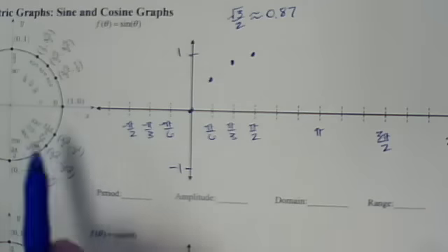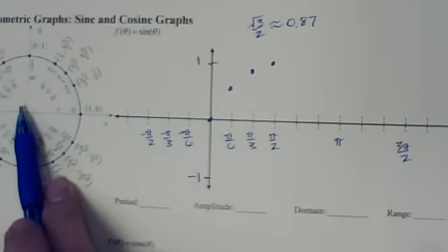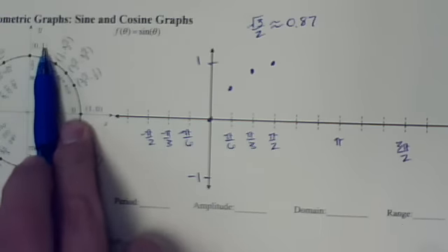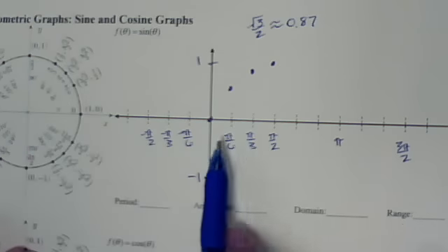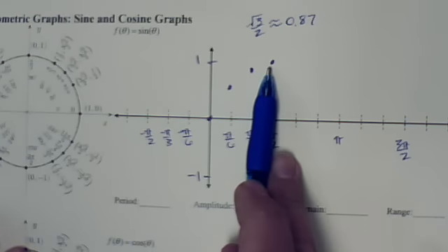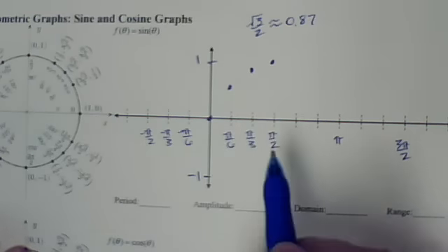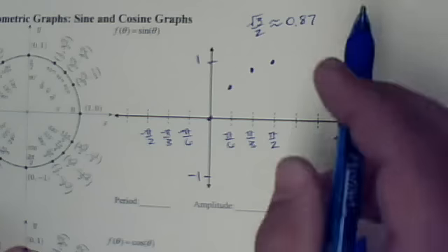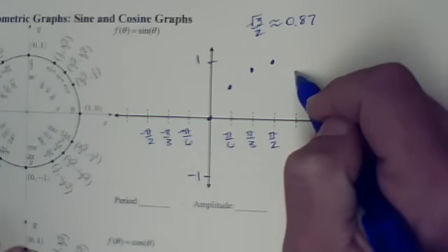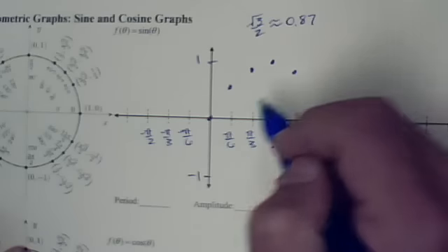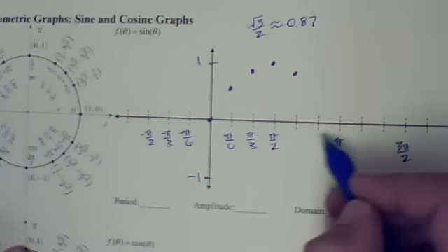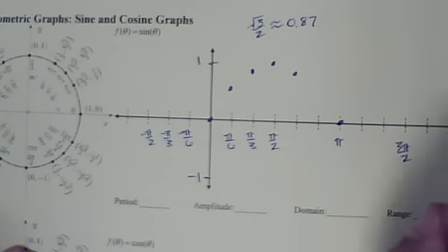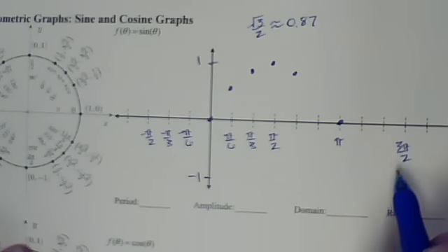So this is all using the unit circle over here on the left side. So the sine of pi over 2, remember sine is the y value of the coordinate, so that's how I got pi over 2, 1. And then as I keep going, 2 pi over 3, we're back to square root of 3 over 2, and it's going to come back down. The sine of pi is 0, so we're back to 0, and now they start going negative.